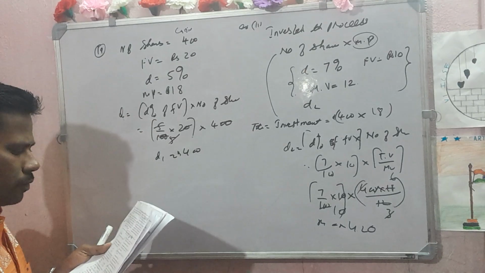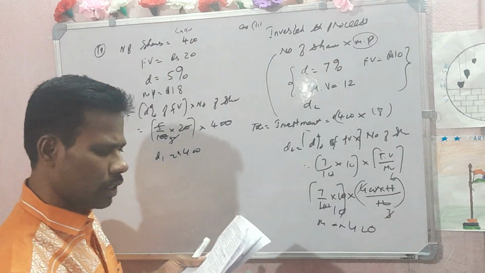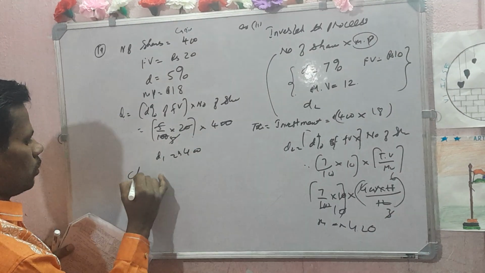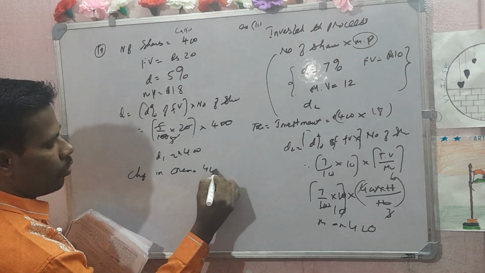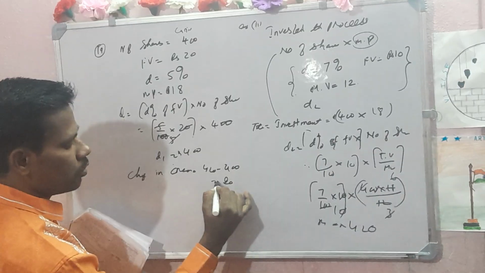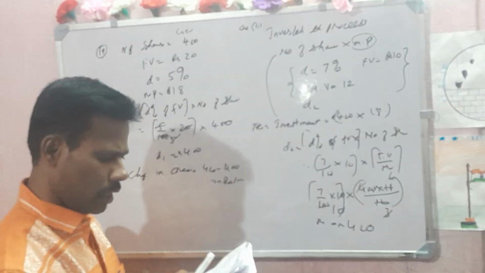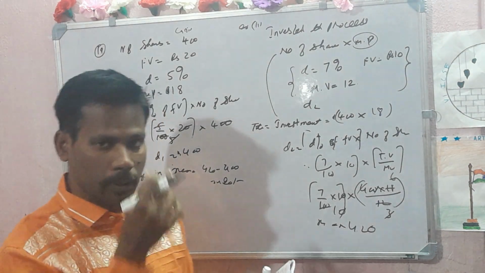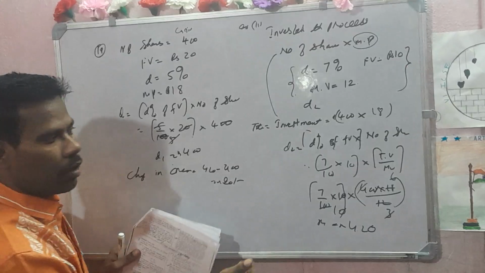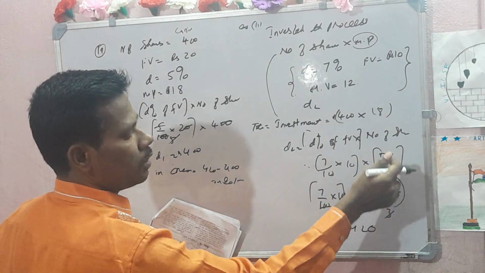Change in his income. What was the change in his income? 420 minus 400, that is rupees 20. And here, how many rupees 10 shares did he buy? How many rupees 10 shares did he buy, this is the question.